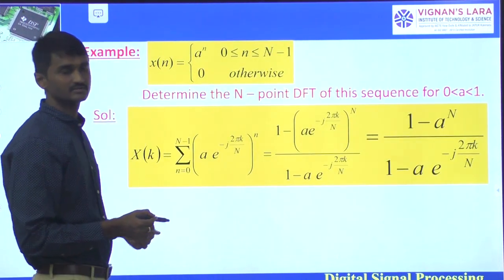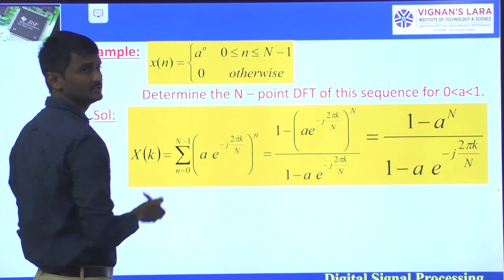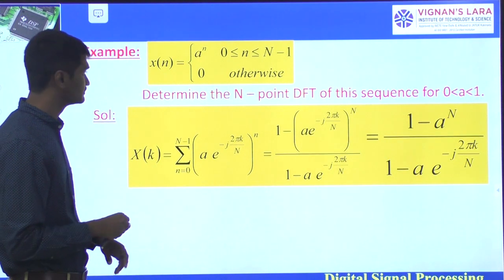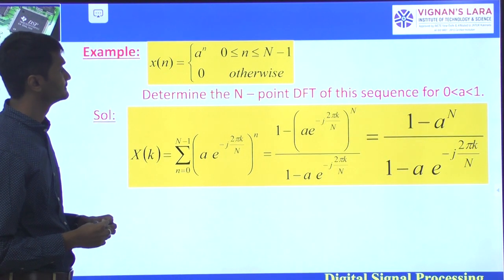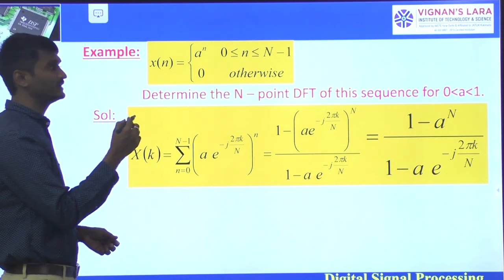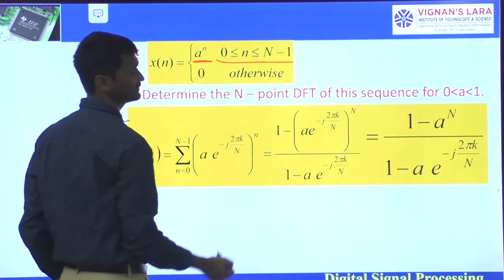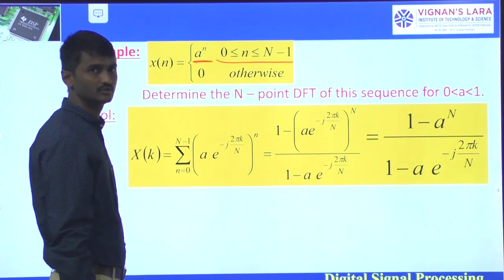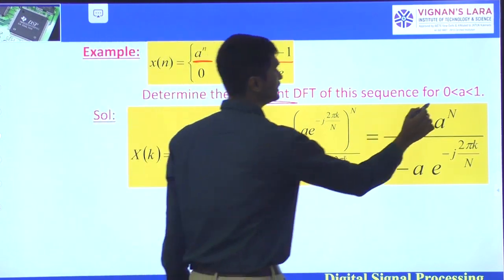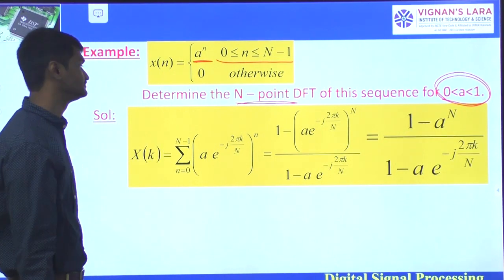So next example: x of n equals a power n, for n from 0 to N minus 1, 0 otherwise. So determine the N-point DFT for the given sequence, where a is in between 0 and 1.